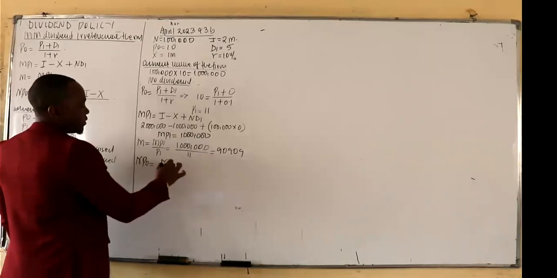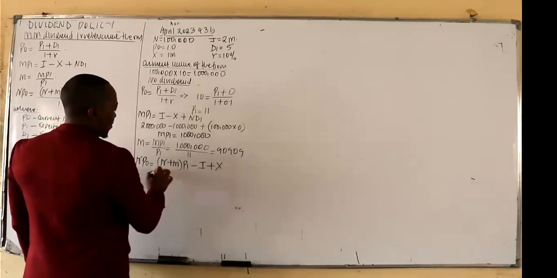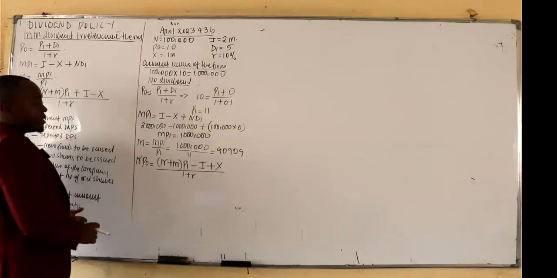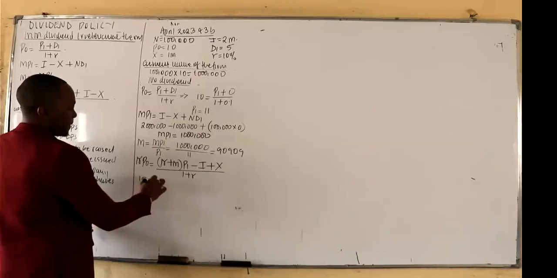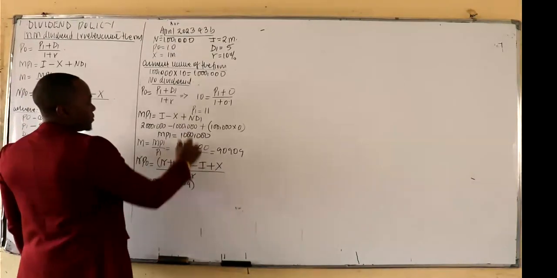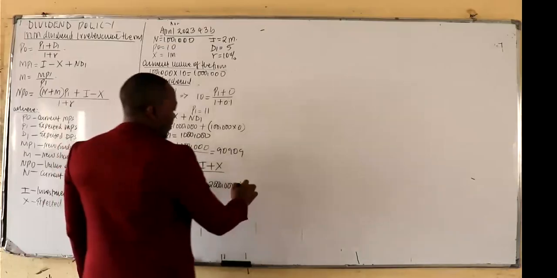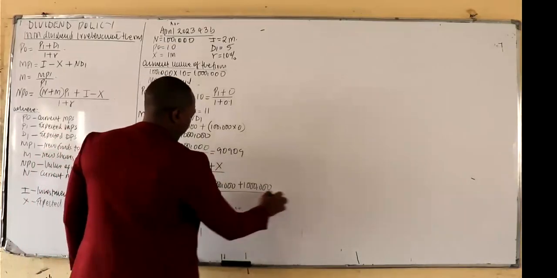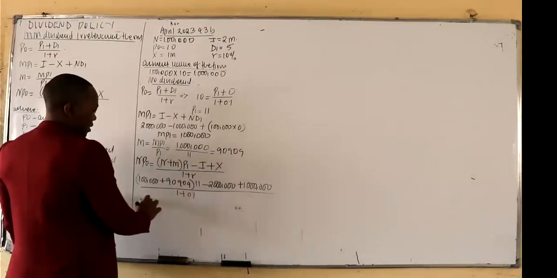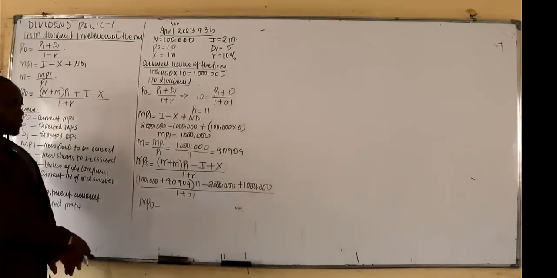So we get the value of the company, N P0. We take the current number of shares plus the number of new shares to be issued, times P1, minus the investment plus the profit, over 1 plus R. The current number of shares is 100,000 shares. M is the number of new shares to be issued, 90,909. P1 is 11, minus the investment of 2 million, plus the expected profit of 1 million, over 1 plus R, 1.1. What are you getting?